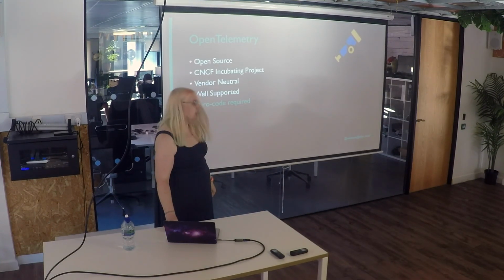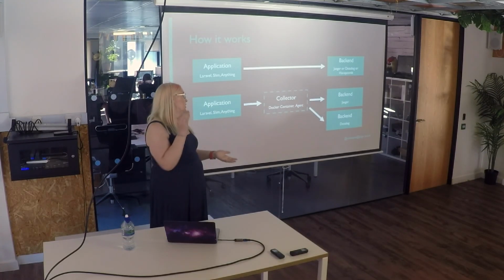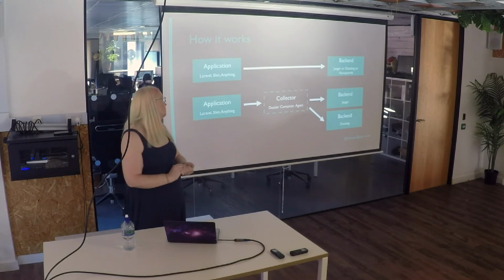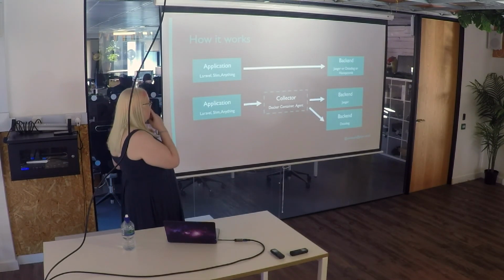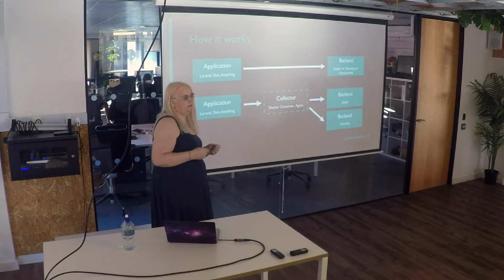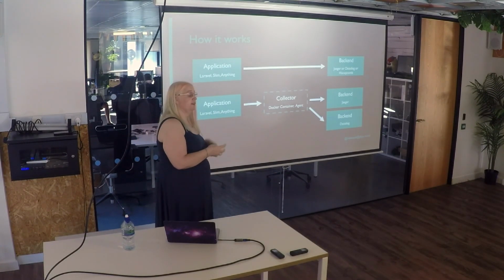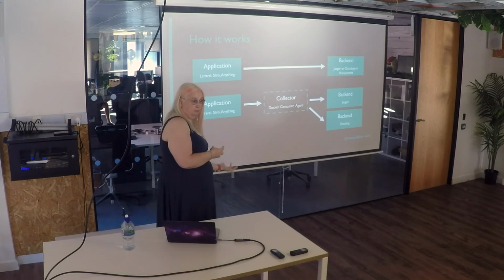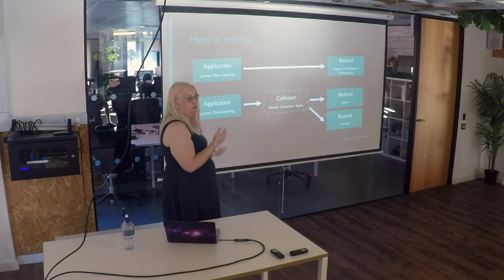So how does it work? In your application, you can either configure it to send the data directly to your backend provider, so Jaeger, Datadog, Honeycomb, or the better way to do it is to use what's called the OpenTelemetry collector. It's a service that you run alongside your application. If your application is running natively, you can run it as an agent in the operating system, or you can run it as a Docker container alongside it. It can even be remote if you need to.